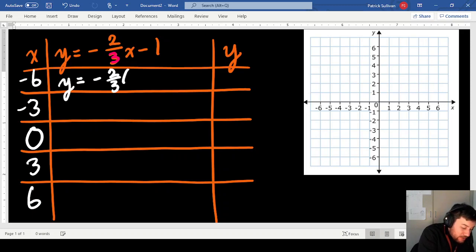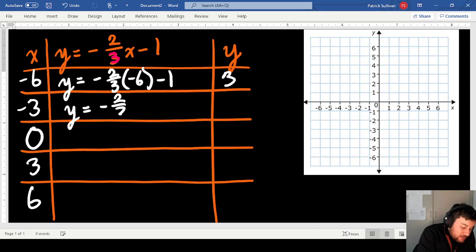So negative 2/3 times negative 6 minus 1. Well, negative 2/3 times negative 6, you could think about that as negative 2 times negative 6, which is positive 12. And then positive 12 divided by 3 is positive 4. And 4 minus 1 is 3. Continue to the next one.